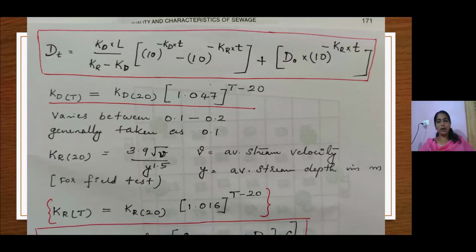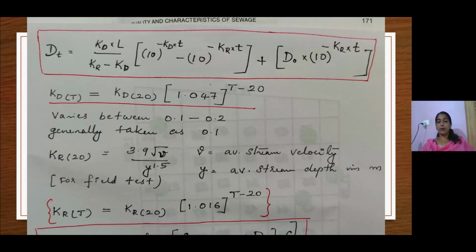For solving this problem, you have to remember these equations. First equation is the oxygen deficit equation. Dt is the oxygen deficit, that is equal to Kd into L divided by Kr minus Kd into 10 raised to minus Kd into T minus 10 raised to minus Kr into T, plus D0 into 10 raised to minus Kr into T. Here Kd is the deoxygenation coefficient and Kr is the reoxygenation coefficient, and T is the time duration and D0 is the initial DO in the river water.